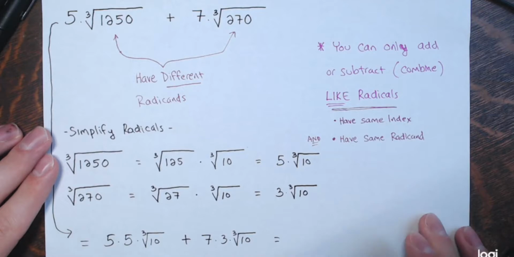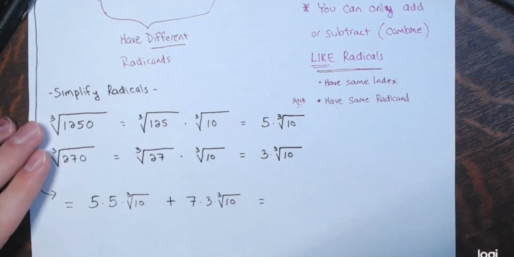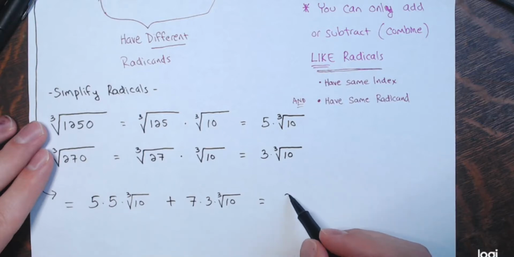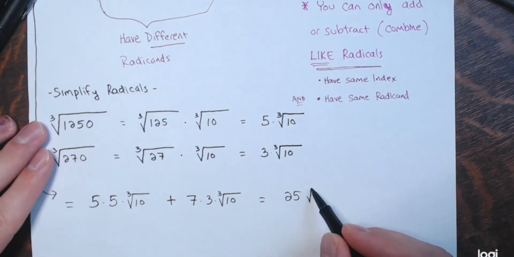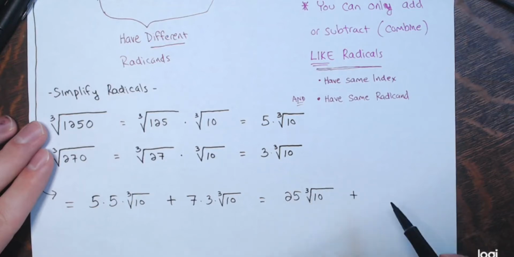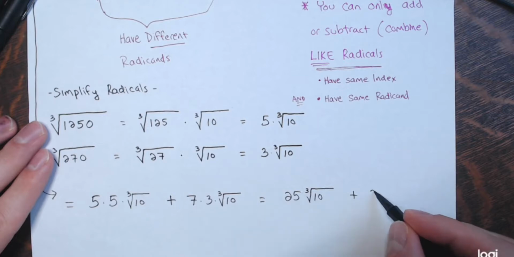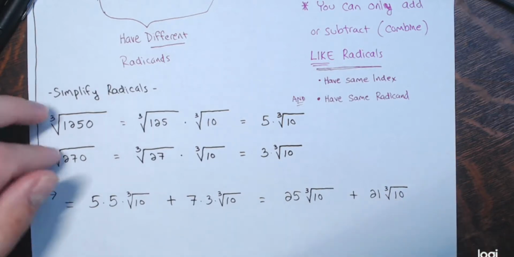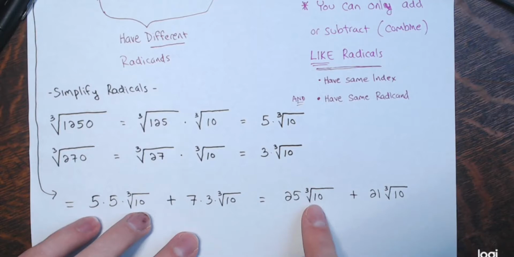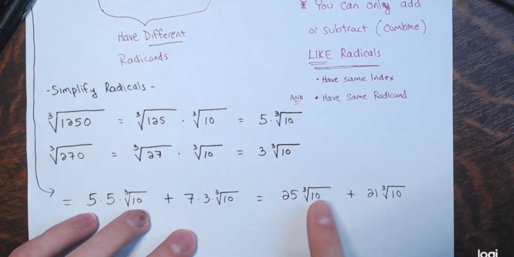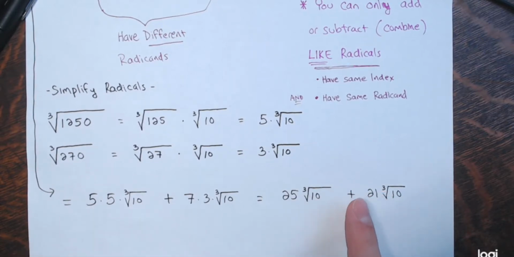And multiplying the numbers together, the numbers outside the radicals, 5 times 5 is 25, so that first term is 25 cube roots of 10. All right, 25 times the cube root of 10, plus, and then 7 times 3 is 21. Then we have 21 cube roots of 10, right? 21 times the cube root of 10. And now look at these radicals in each of these terms. They have the same index, and they have the same radicand, right? They're both the cube root of 10.